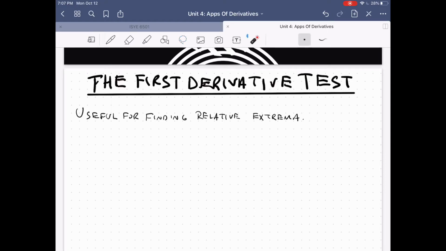Alright, so today we're going to be talking about the first derivative test. The first derivative test is a way that you can test to see if an equation has any relative minimum or maximum points. So this is useful for finding relative extrema. So far you should know how to find relative extrema just by looking at the graph of a function.